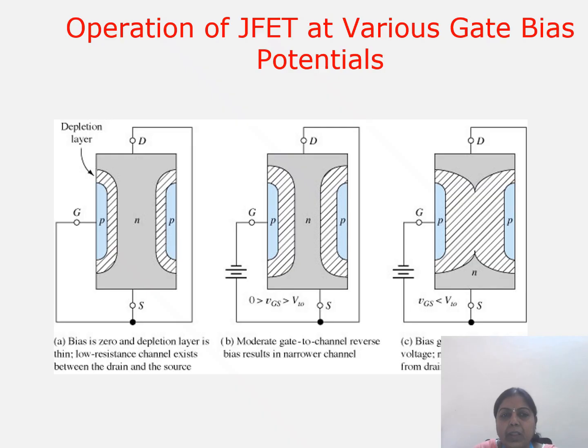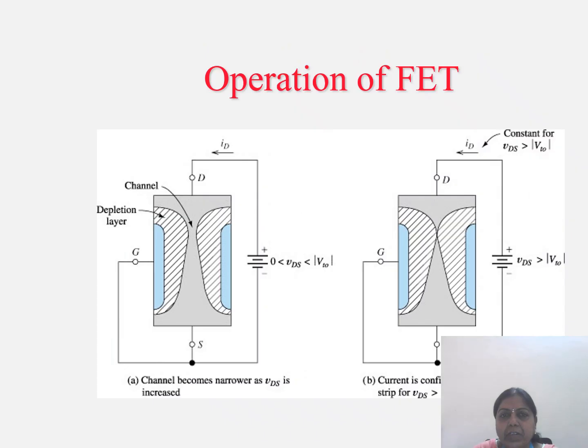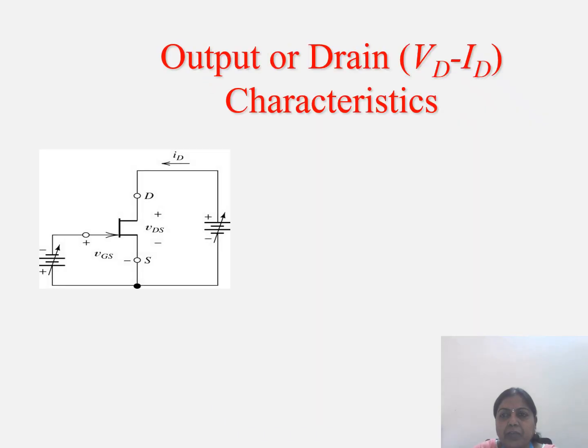In the first diagram, the depletion layer width is low, and more charge carriers move from the source to the drain. Then with increasing gate-source voltage, the depletion layer width becomes wider. Almost they touch each other. There is no movement of charge carriers. During that time, the drain current is zero. So this is the operation of a FET for the N channel and P channel FET.